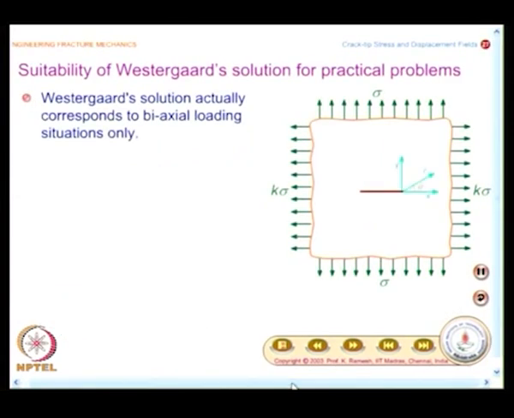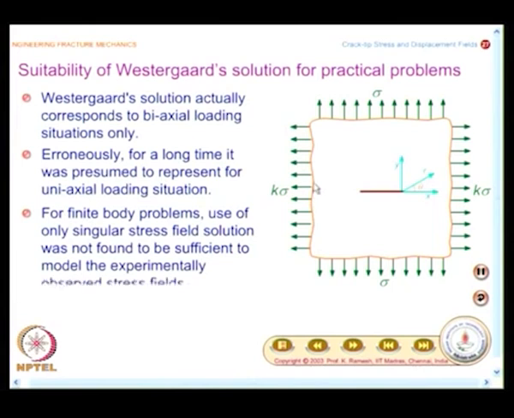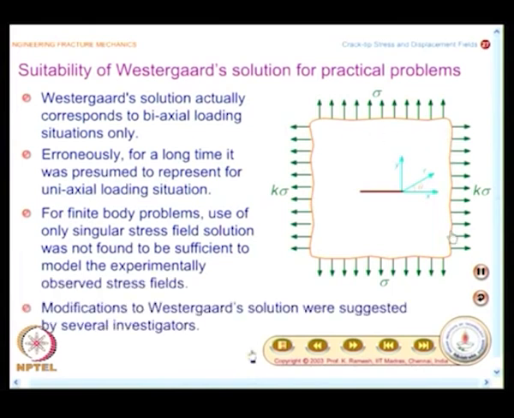The important point I would like to emphasize is that the Westergaard solution is actually meant for a biaxial loading, that you will have to keep in mind. Since you have got the stress field close to the crack tip, for finite body problems, use of only the singular stress field solution was not found to be sufficient to model the experimentally observed stress fields.